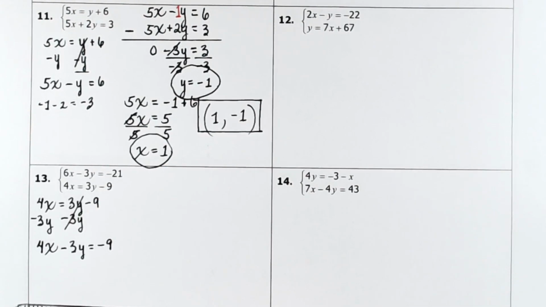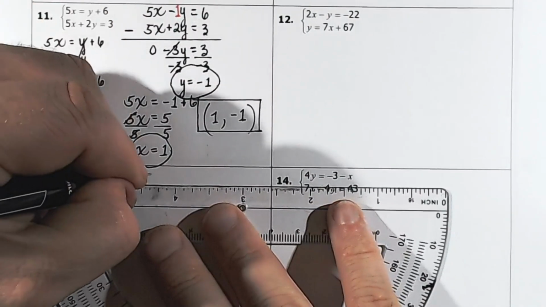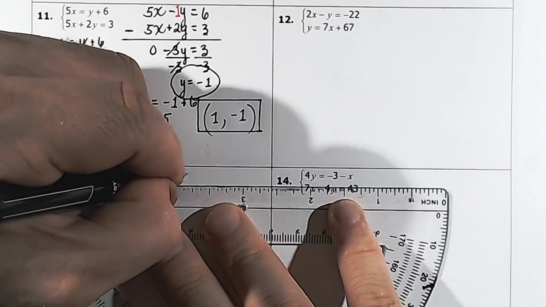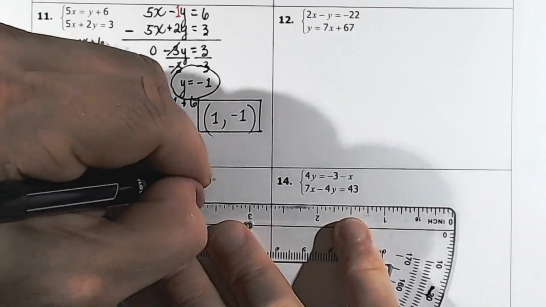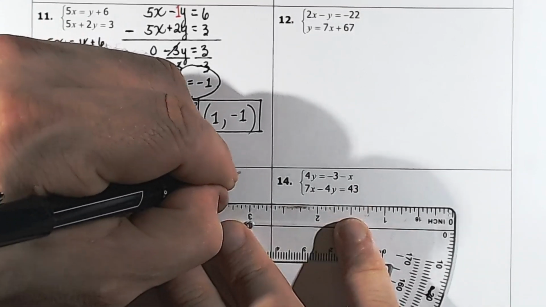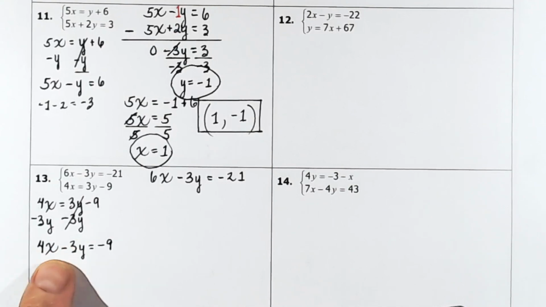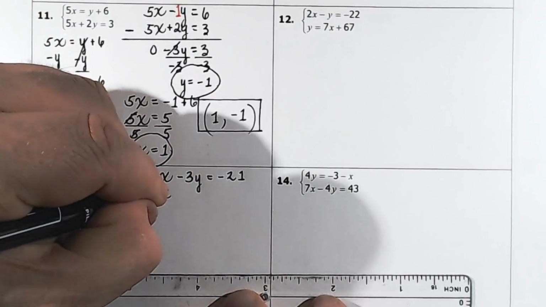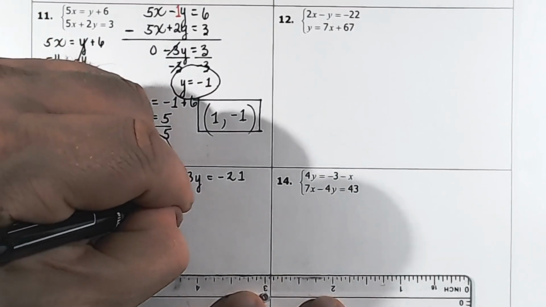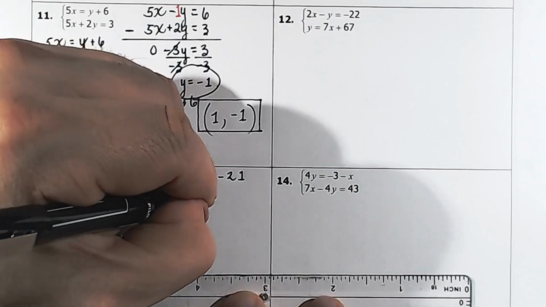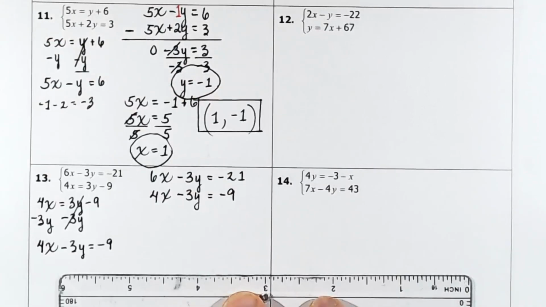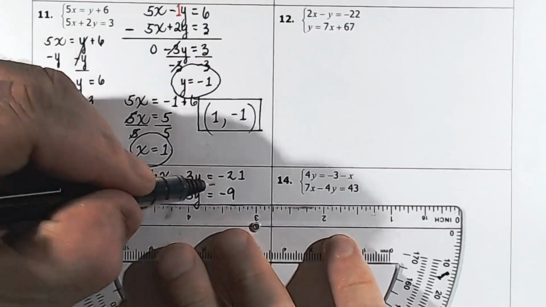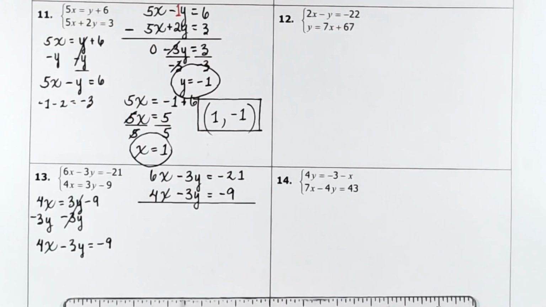So what we'll do now is we will write 6x minus 3y equals -21. And beneath it, I'll write my newly rewritten equation, 4x minus 3y equals -9. And the reason we do that is so that all these variables line up and the equal signs line up. Okay, so now let's go through our process.